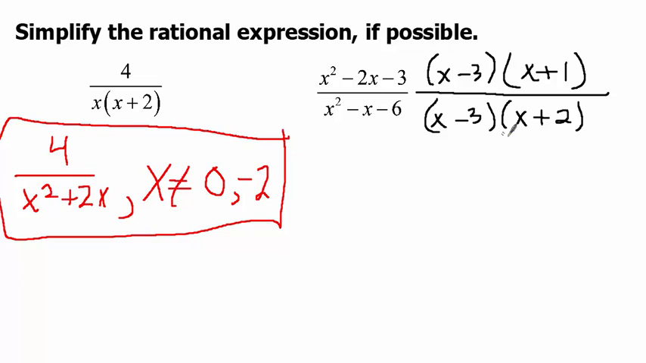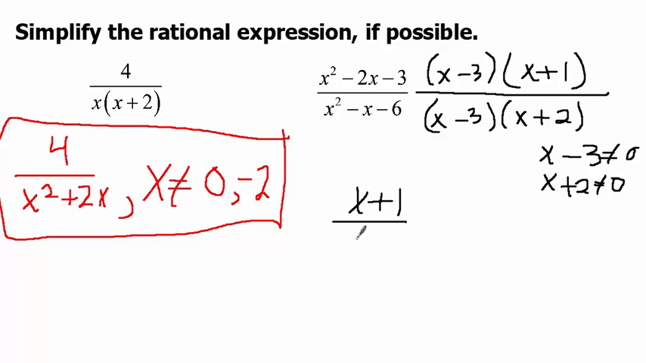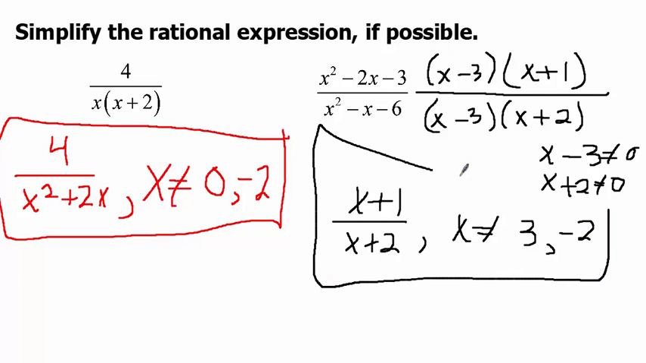Okay, these two things cancel. However, x minus 3 still cannot equal 0, and the thing that remains in the denominator cannot equal 0. So what I'm left with is x plus 2 in the denominator, x plus 1 in the numerator. And what can x not equal? Cannot equal positive 3 and -2. Make sure you have the two parts to the answers.